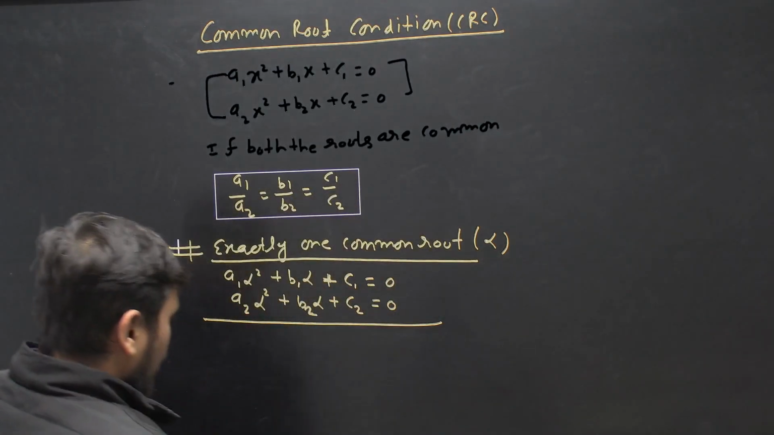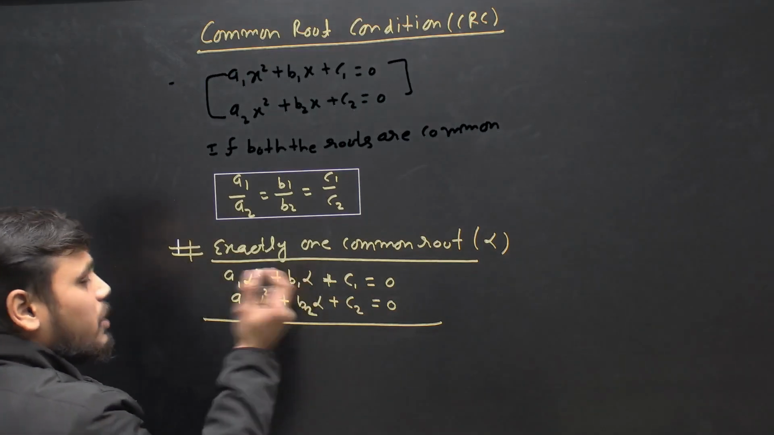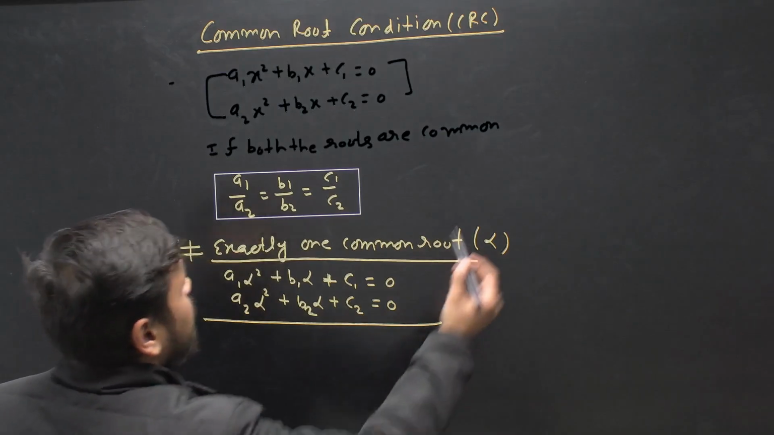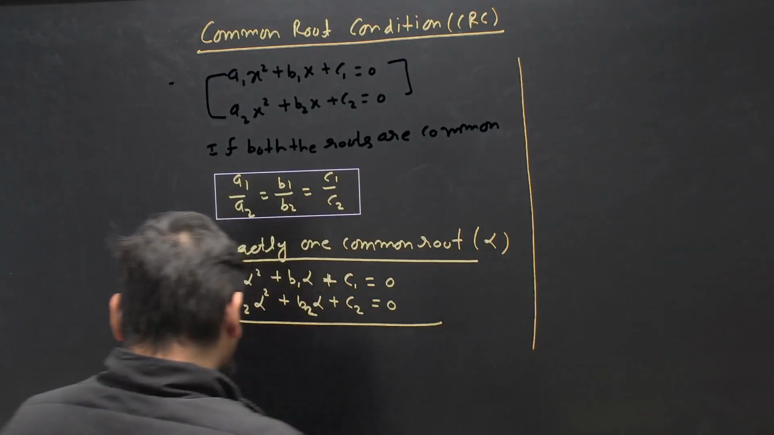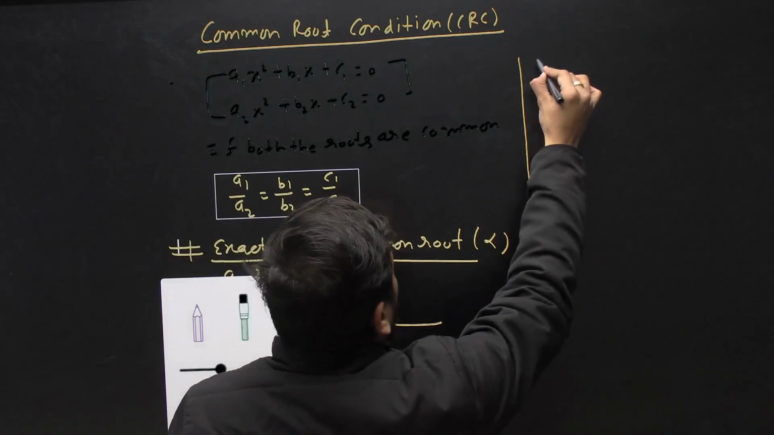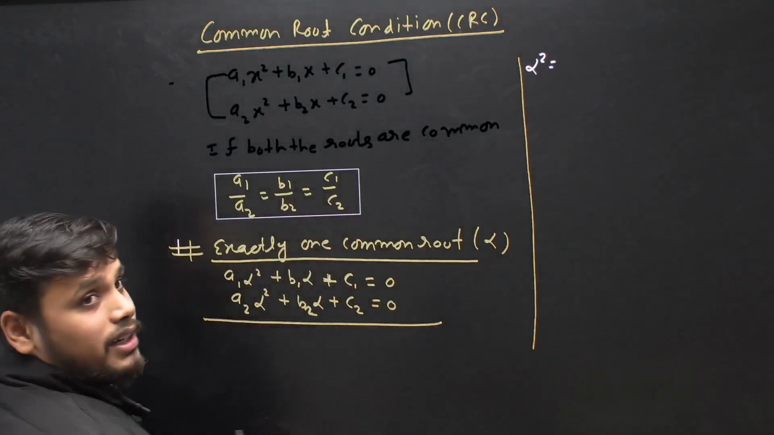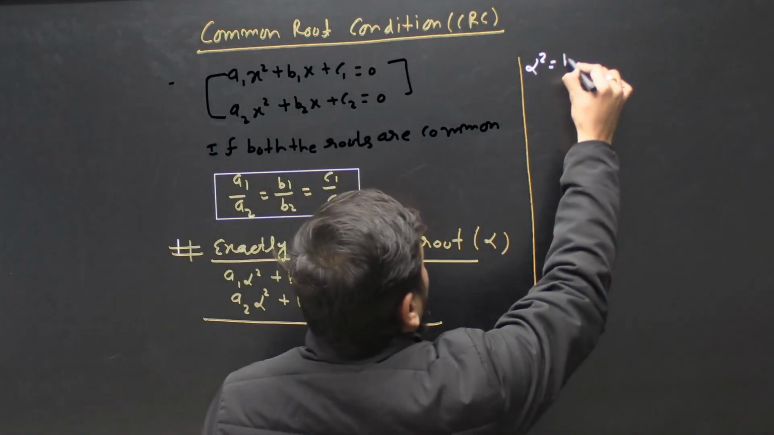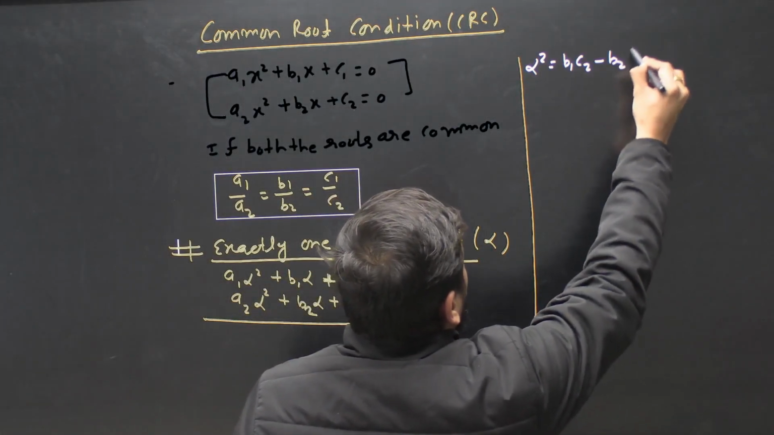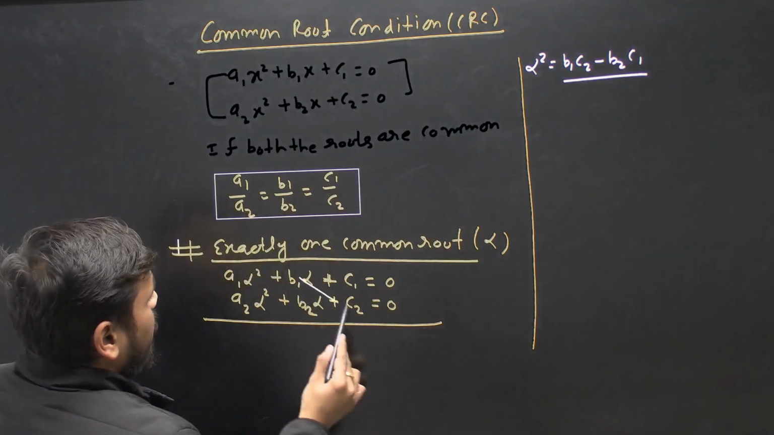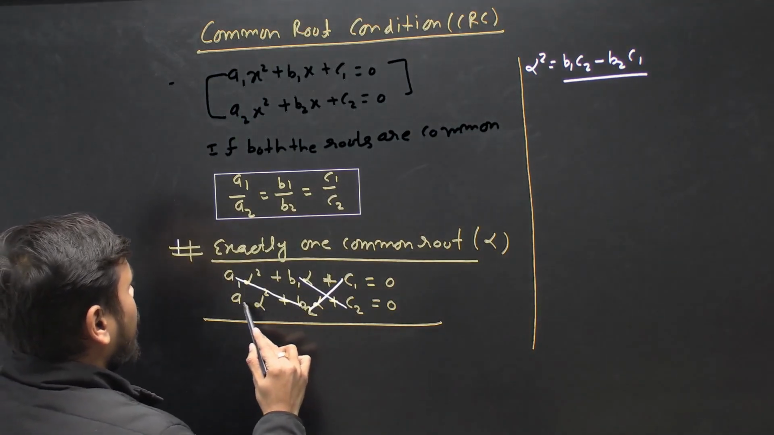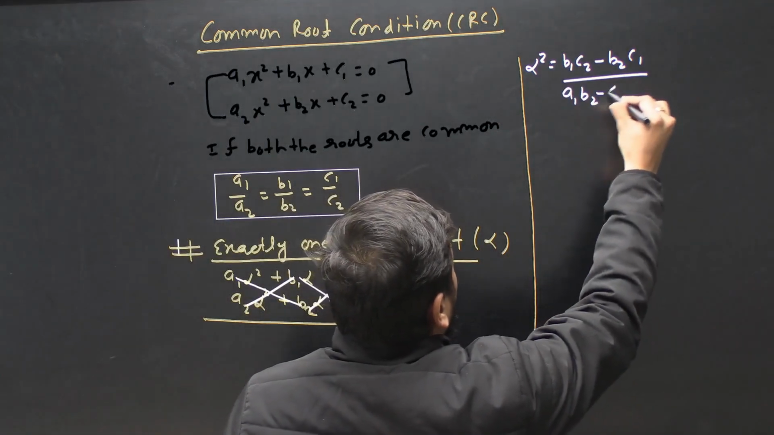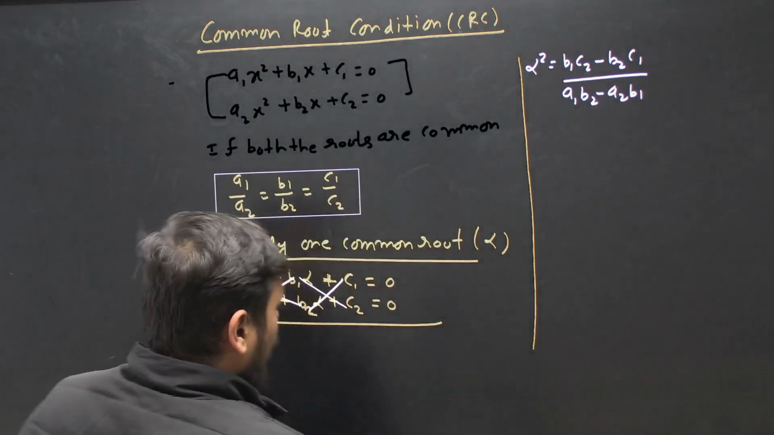From here, if we consider alpha square as a separate variable and alpha as a separate variable, then by using the cross multiplication method we can say that alpha square is equal to b1 c2 minus b2 c1, we cross multiply them, and then divide by a1 b2 minus a2 b1. So this is the value of alpha square.